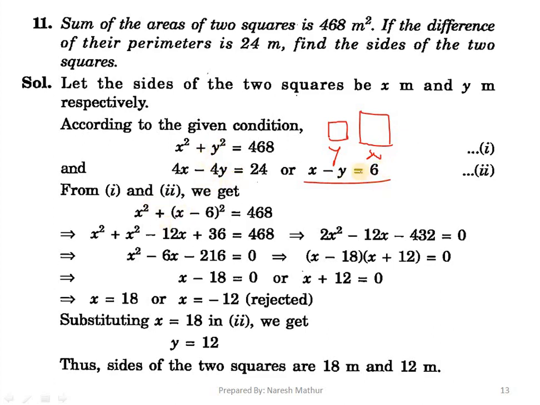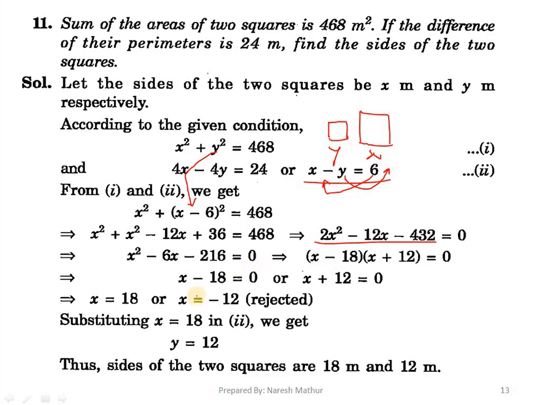Now we need to just substitute the value of y. Just shift the terms and get the value of y equals x minus 6. This y will become positive and this x will become negative. So y becomes x minus 6. Just substitute the value of y in this equation, so that we get x square plus x minus 6 whole square equals 468. Solve it. We will have our equation in this form, just divide by 2. So we have the equation x square minus 6x minus 216 equals 0.